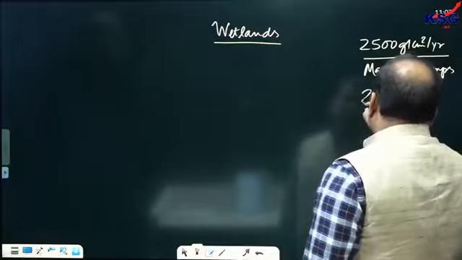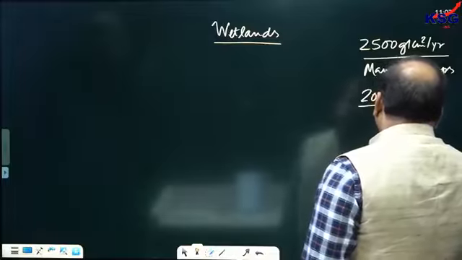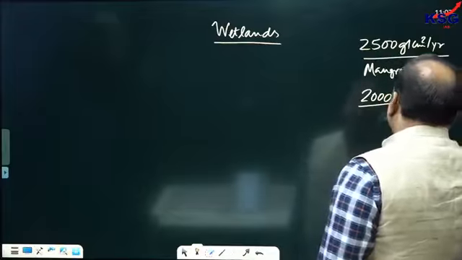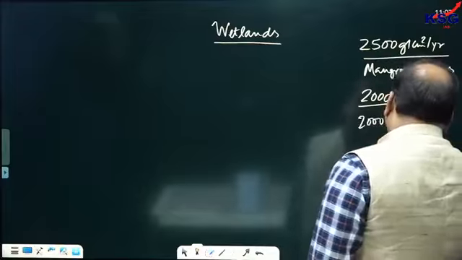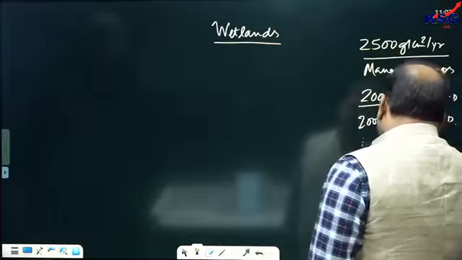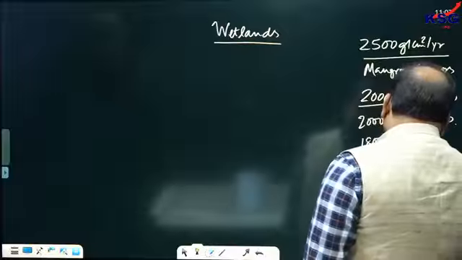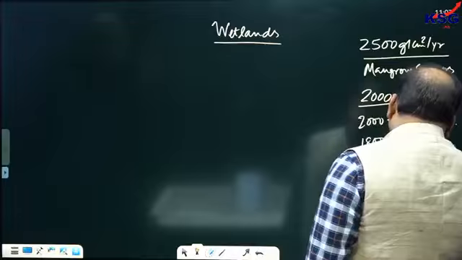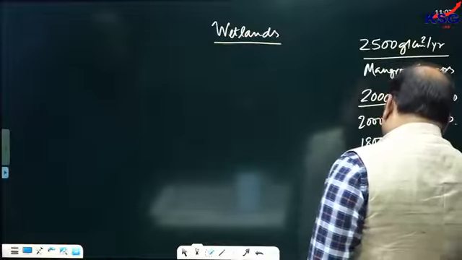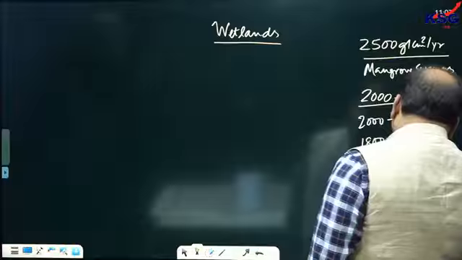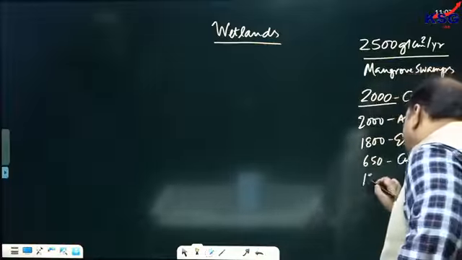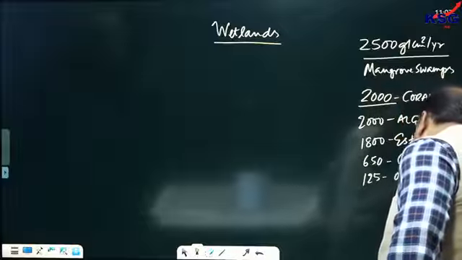Mangrove swamps. 2000 is the figure for coral bed, gram per centimeter square obviously. 2000 is the figure for algal bed. Then we can see 1800 is the figure for what? Estuary. Not only is 1800 the figure for estuary, then 650 gram per centimeter square for cultivated land. Now all these are for, in this case we are measuring the unit productivity, 125 for open oceans.